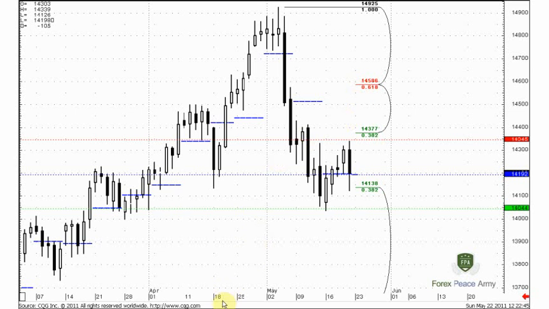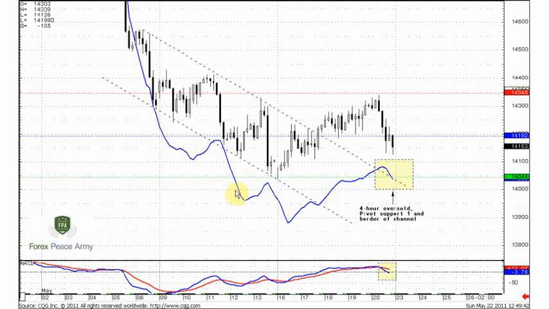Okay, now let's shift to the 4-hour chart. What we see here on the 4-hour chart, I see only one important thing. First of all, look at this, that 4-hour trend also bearish, as well as daily time frame and weekly time frame. And here we have very significant area.